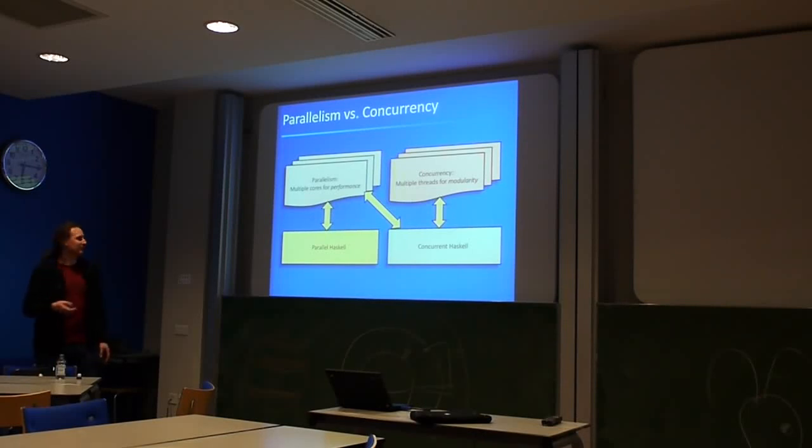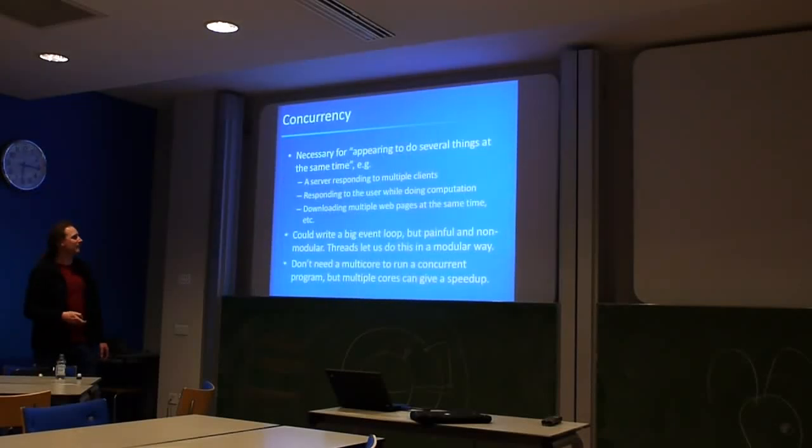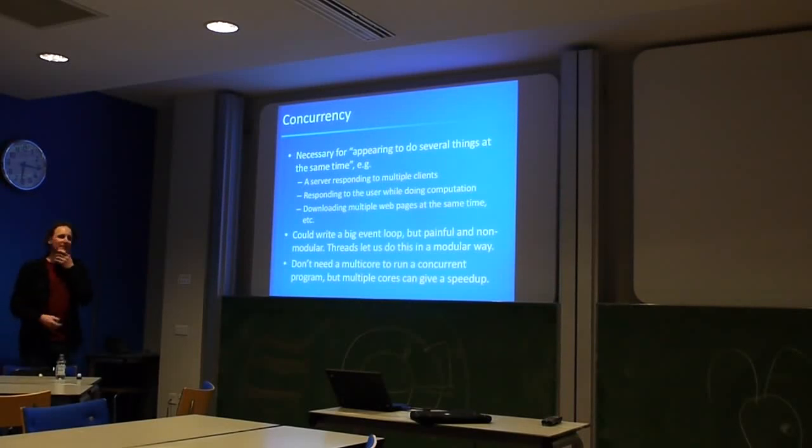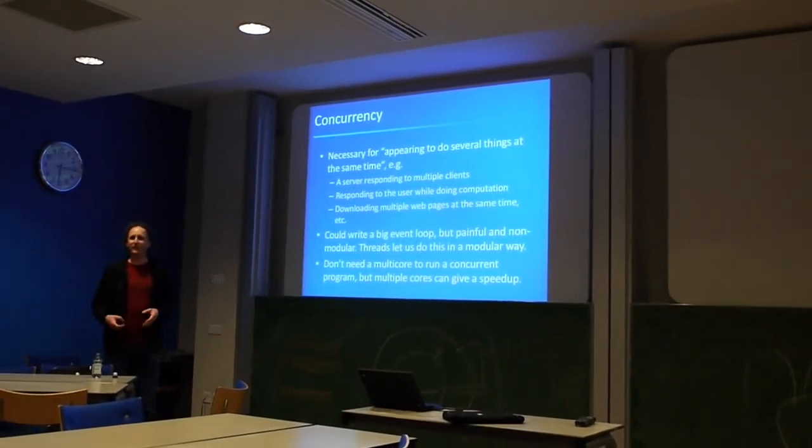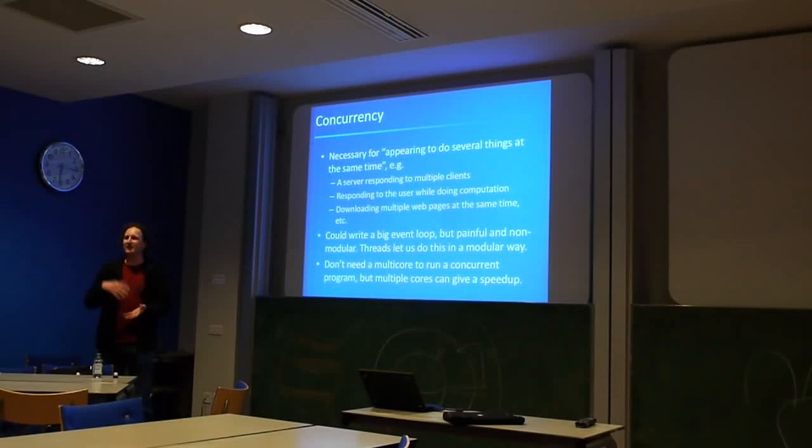We have some really nice abstractions there, but today I'm particularly going to focus on parallel Haskell. When I say concurrency, I said it's about appearing to do several things at the same time. For example, a server responding to multiple clients, or a GUI on top of a program, where the user can use the GUI while the program is doing its computation. Or you might be downloading multiple web pages and that sort of thing. All of these are examples of concurrent programs that appear to do things at the same time.